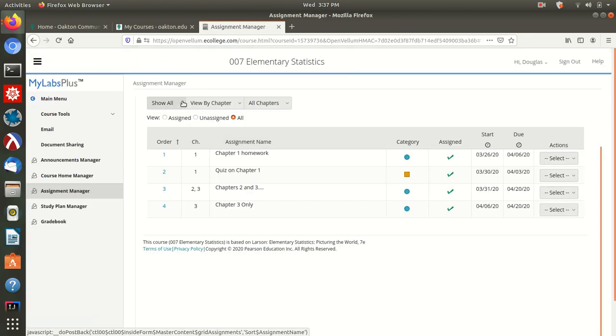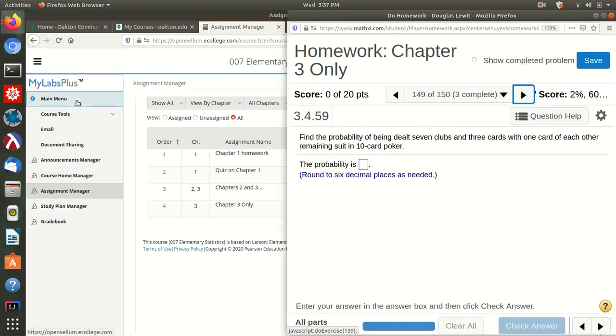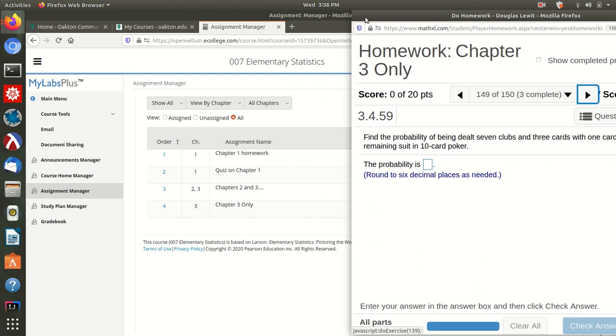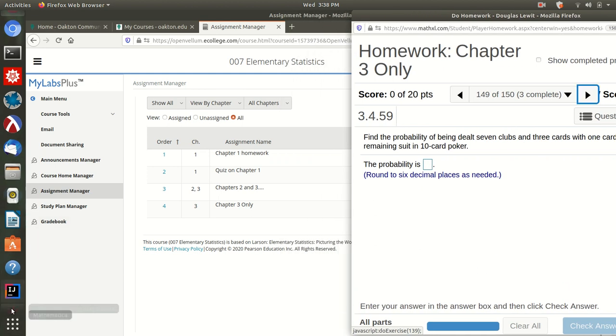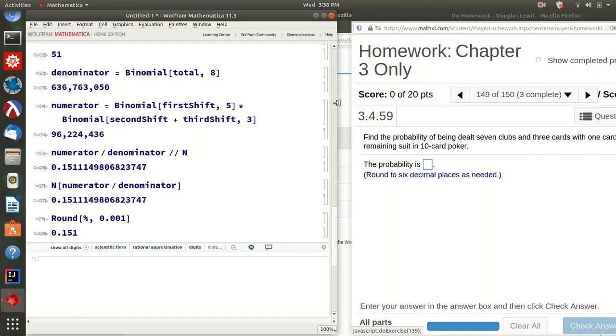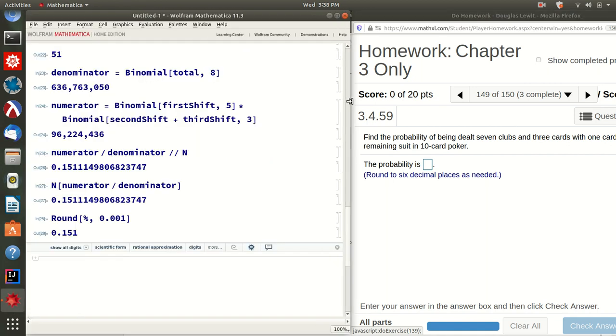Okay, let's go back to the problem. Let's read the problem carefully. Find the probability of being dealt 7 clubs and 3 cards with 1 card of each other remaining suit in 10-card poker. All right, so we have to be really careful about this. So again, let's look at the Mathematica notebook.